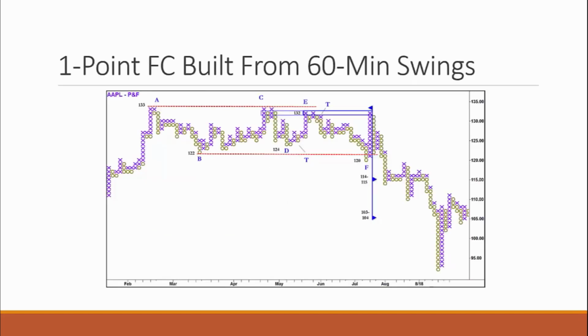This is the one-point figure chart of Apple Corp. This chart is built from 60-minute data. Okay, now note from this chart we have an initial and a second phase projection. The initial conservative projection goes to 115, 114, right? And the second phase goes to 103, 104. All right. Let's see now what these look like on a one-point figure chart that uses daily data.